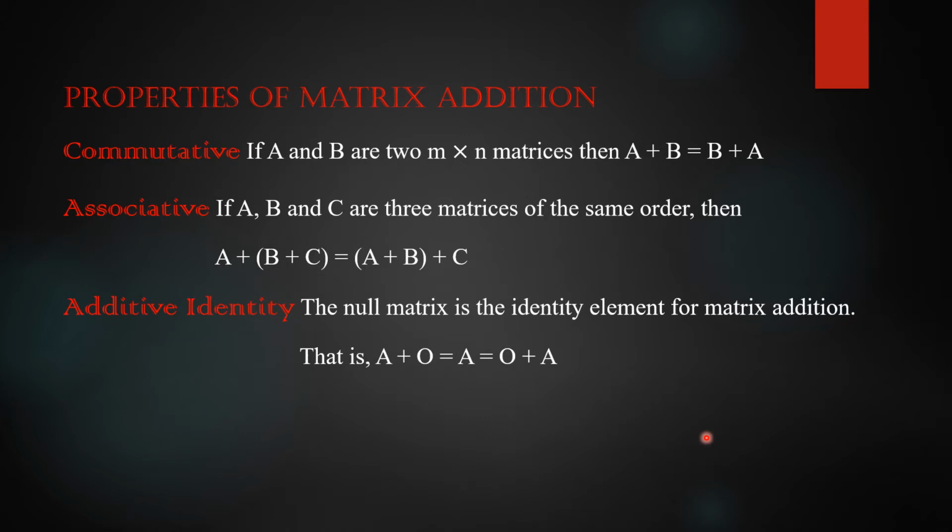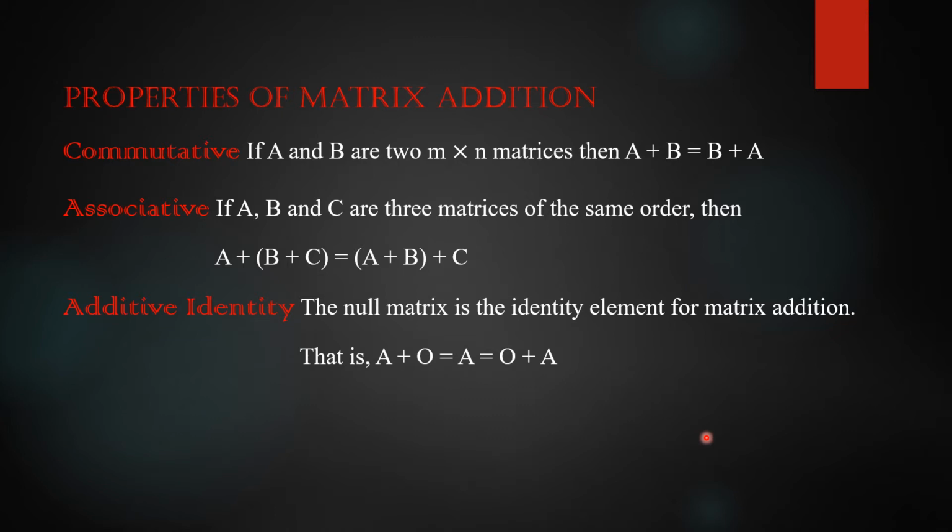And obviously that matrix will be 0. Zero matrix definition is already discussed in the previous video. It means all the elements of the matrix must be 0, and that is called a zero matrix. So if that type of matrix is added to some matrix, then the sum matrix will be unchanged. Therefore the zero matrix or null matrix is called the additive identity of matrices.